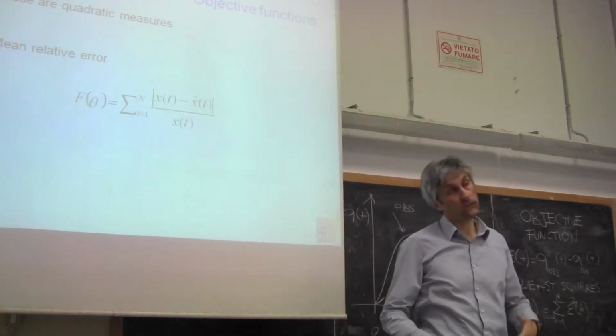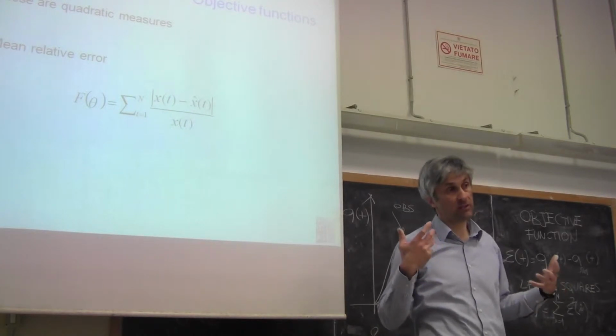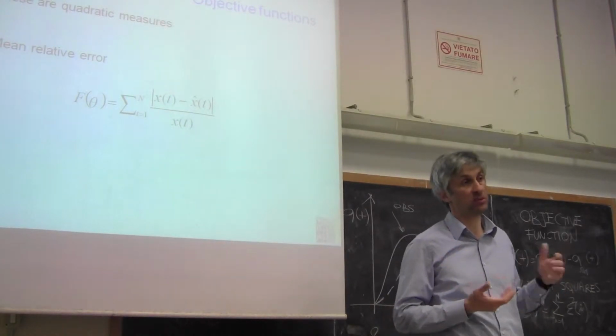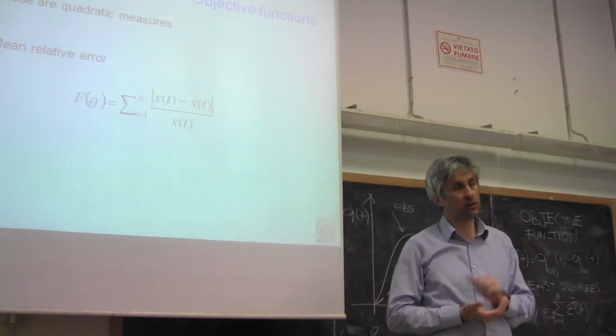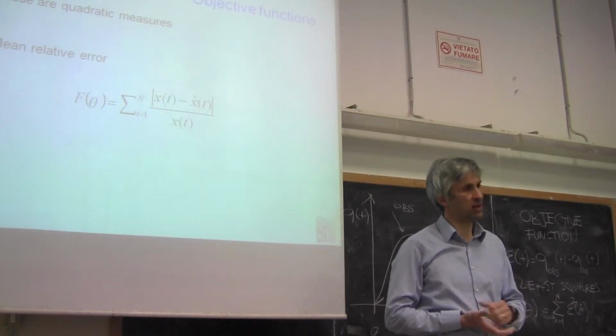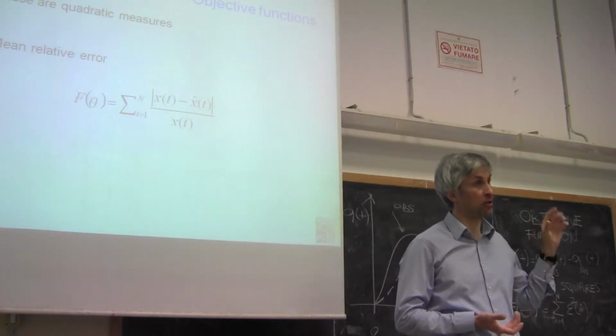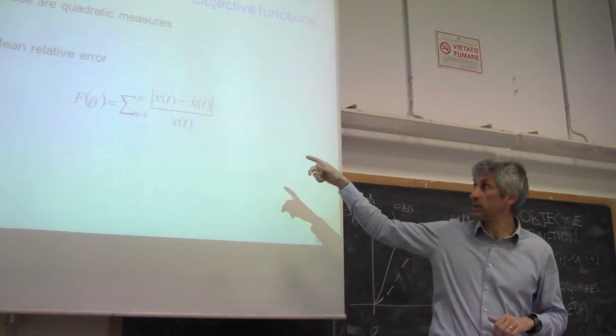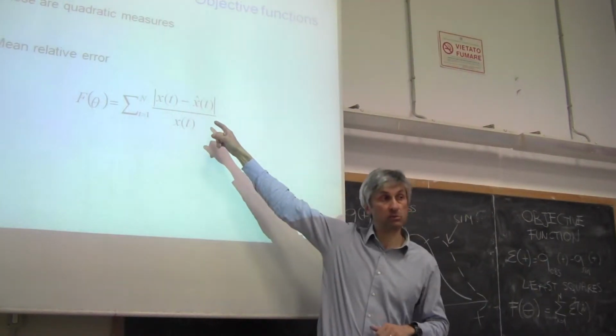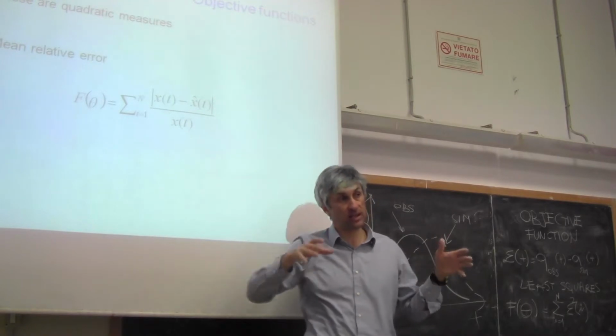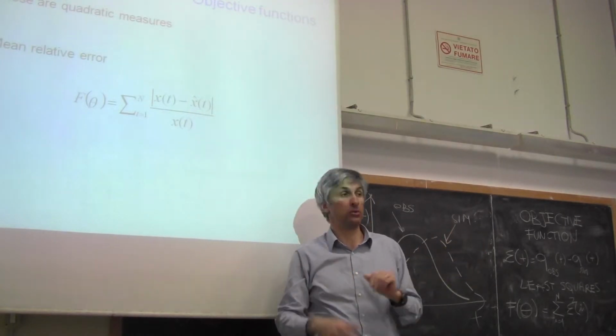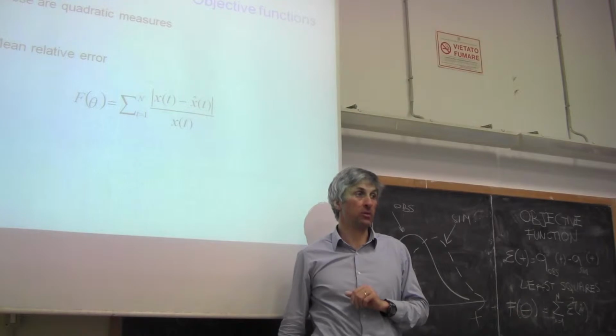And a different objective function leads to different model performances. If you square the error, usually you get better results in the reproduction of the peak flows. If you don't square the error, if you take the absolute value, you get better results in the reproduction of the low flows. And you may wonder why.